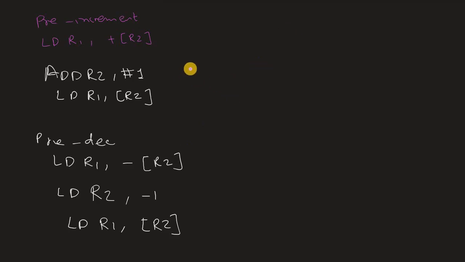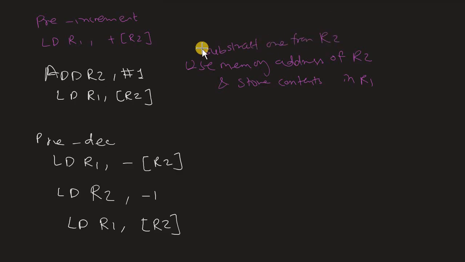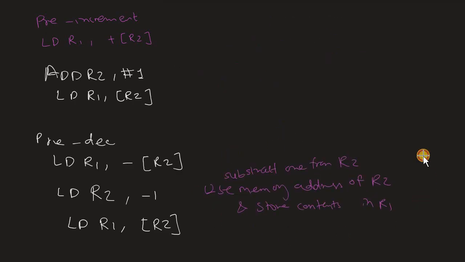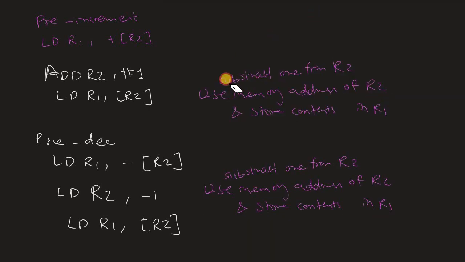If you guys don't understand, I can write it over here, right? Use memory address of R2 and store contents in R1, and subtract 1 from R2. So this is what we're doing over here, and if you want to know what we're doing over here, this is basically adding 1.